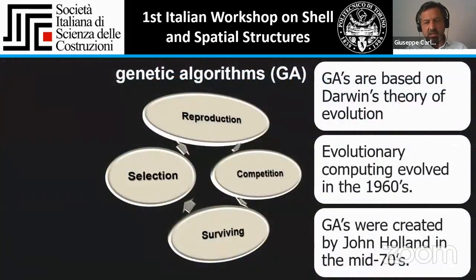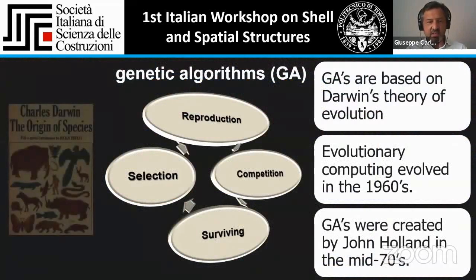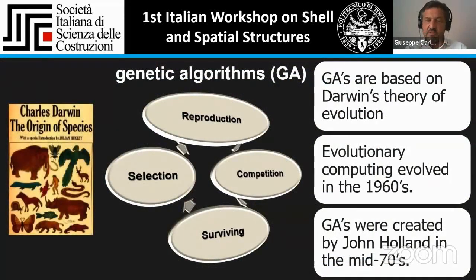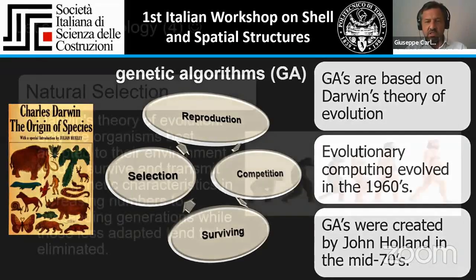And the main idea of the first algorithm, the genetic algorithm, that was developed by Holland at the mid of the 70s, was starting from a random number of individuals, so possible solutions generated in the entire research space, to do a reproduction, so mixing together some information of the solutions that we have, doing a competition, that means surviving the best solution, and then doing a selection, and so doing it iteratively.